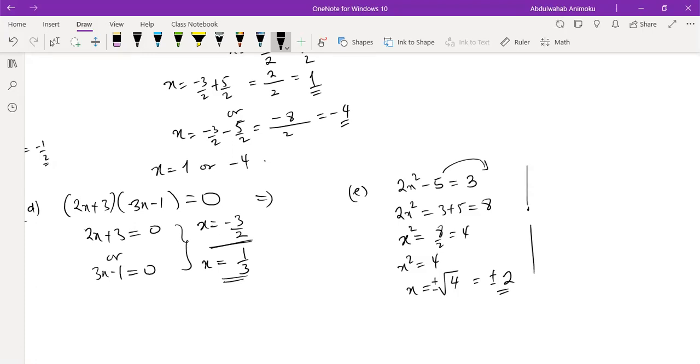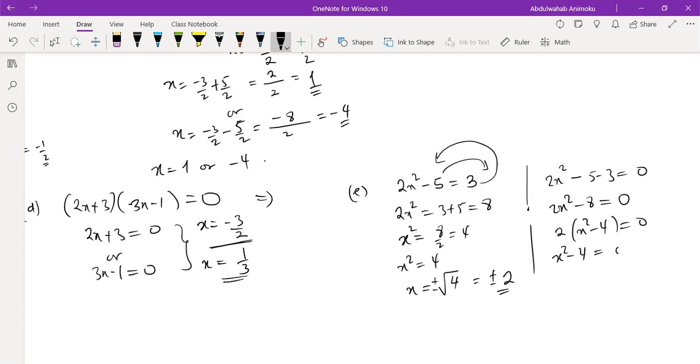The other way is you move the 3 to this side. So instead you move 3 to this side, you have minus 5 minus 3 equal to 0. And you have 2x squared minus 8 equal to 0. Then you factorize, right? So 2 is common, so you can factorize that. So when you divide both sides by 2, what you have left is this. Now this is difference of 2 squares. So you can write the 4 as 2 squared.